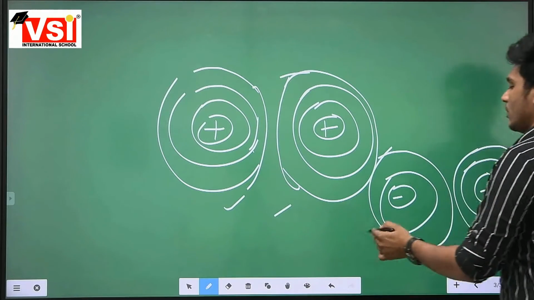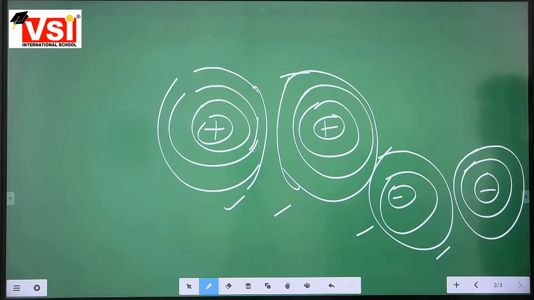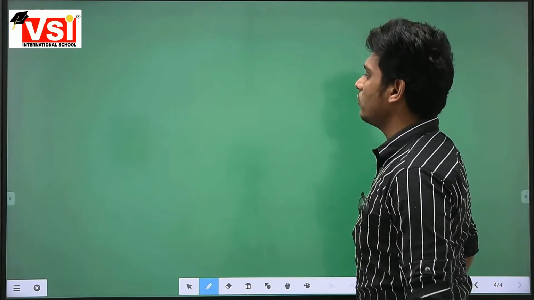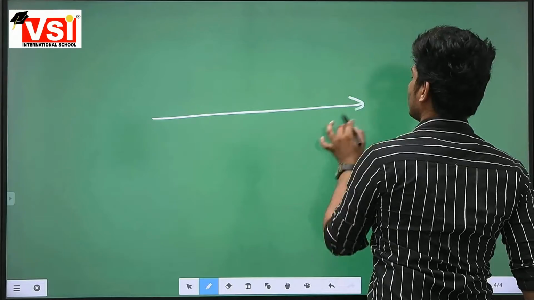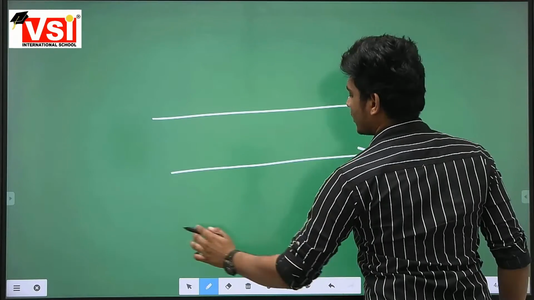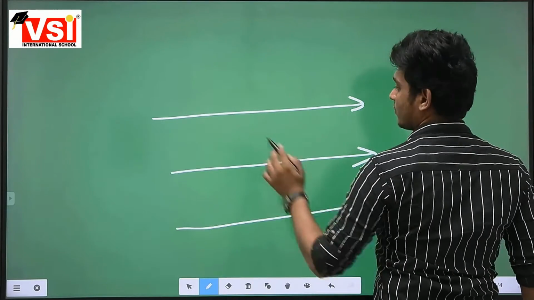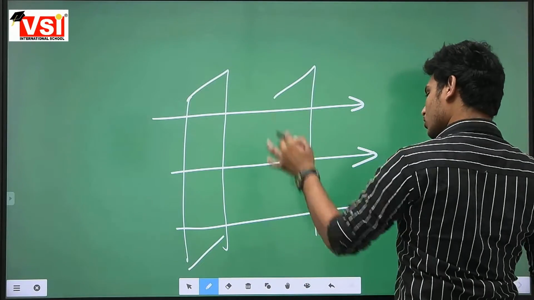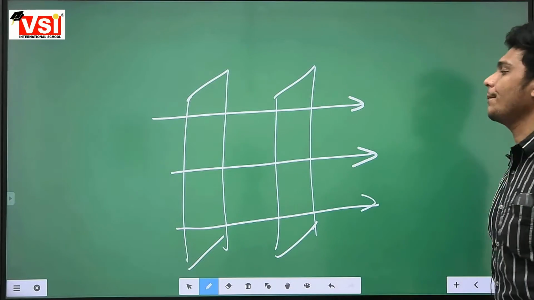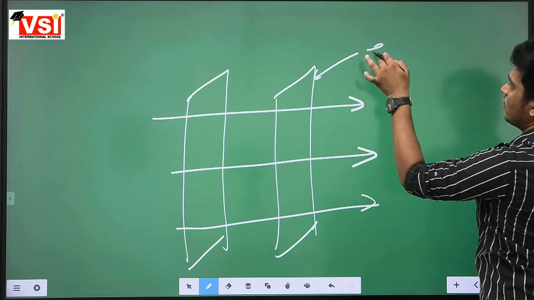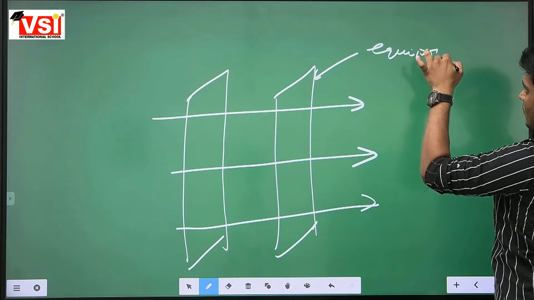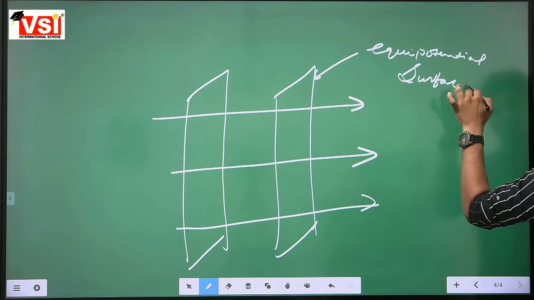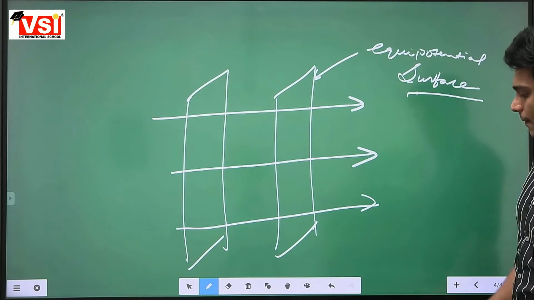So these are the equipotential surfaces for the configuration of charge. Another example for the equipotential surfaces: if the charges are distributed something like this, then the equipotential surface will be a perpendicular plane through the distribution of charge. This one is the equipotential surface.